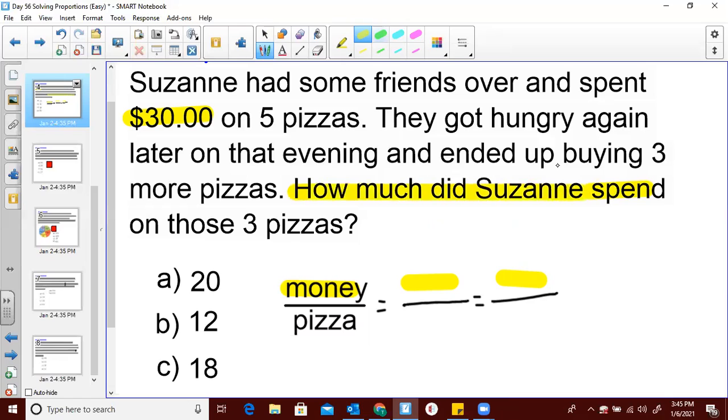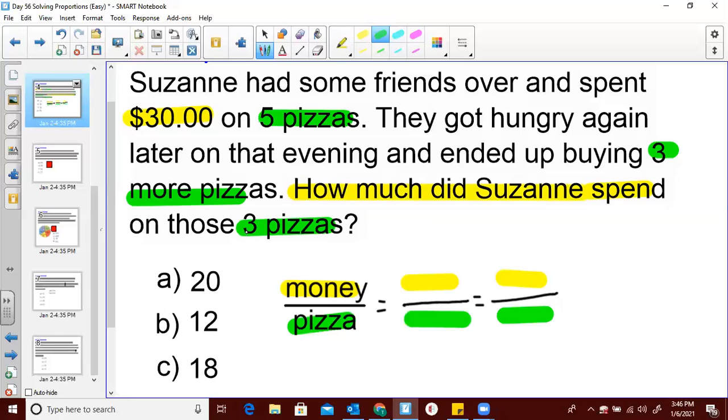Notice I skipped over all the pizza information because we're going to use that for our denominator. All right, come back through. 5 pizzas. That goes with the 30. They got hungry again, ended up buying 3 more pizzas. And it goes with our question, how much did she spend on those 3 pizzas?